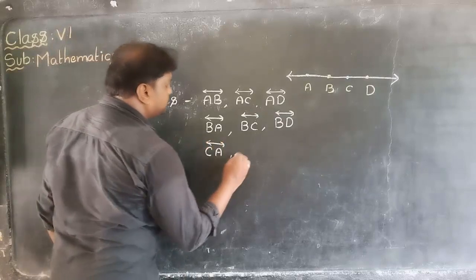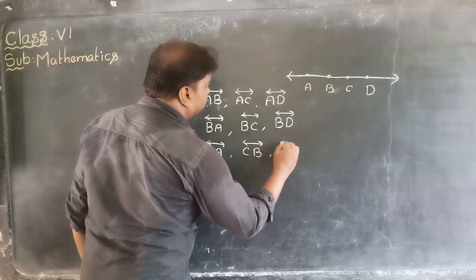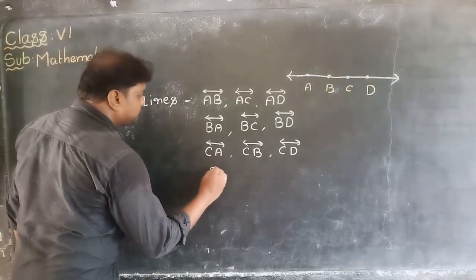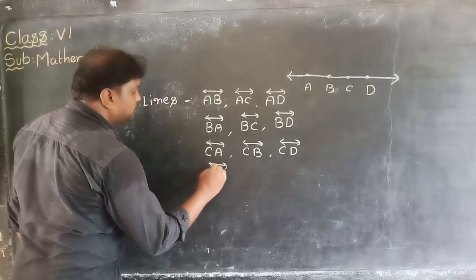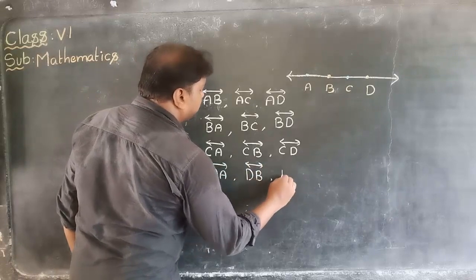Next with C: CA, CB, CD. Next, DA, DB, DC.